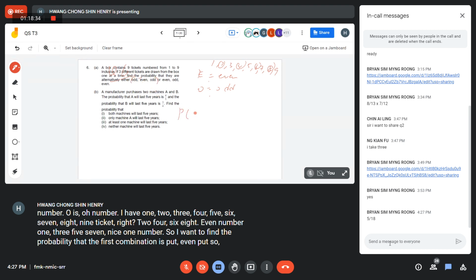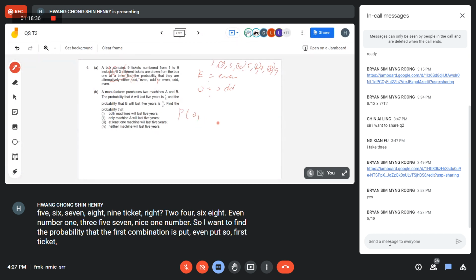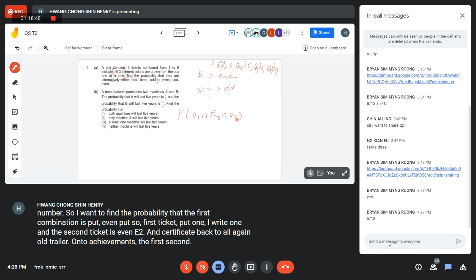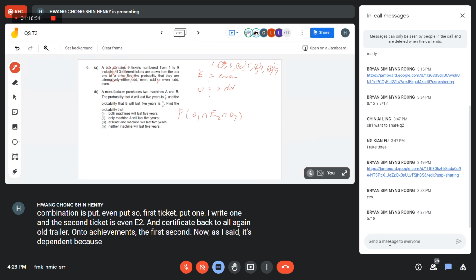So first ticket odd, I write O1, and the second ticket is even, E2, and the third ticket back to odd again, O3. 1, 2, 3 means the first, second, third ticket. Now, as I said, it's dependent because when you buy the ticket already, you cannot buy back the same ticket number.